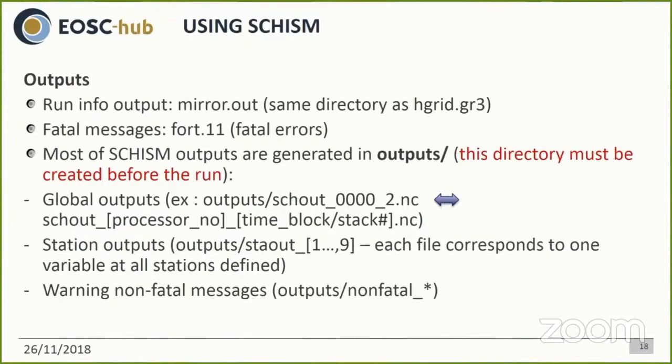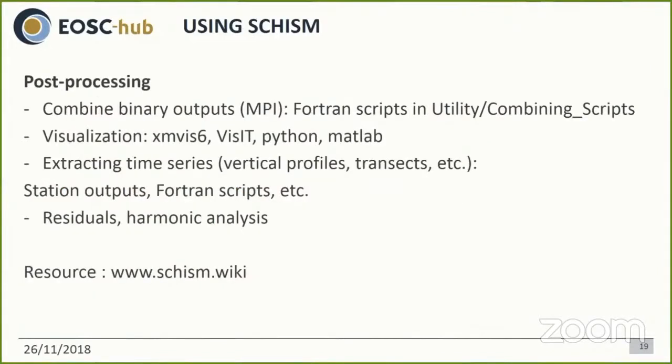When the station.in file is configured, you obtain station outputs called stout 1, 2, 3, etc. Each contains one variable for all the stations defined. At the end of the run, it's necessary to combine the outputs provided by each processor before analyzing them. You will find scripts to do it in the utility directory.